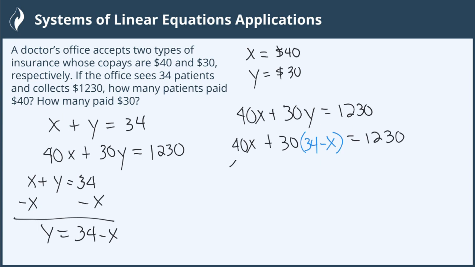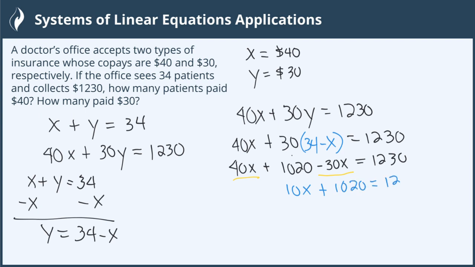Now I'm going to work this through. We have 40X plus 30 times 34, which comes out to 1,020, and then minus 30X, because 30 times negative X gives us negative 30X. That's going to equal 1,230. We're not going to do anything with that; it gets to hang out at the end. Now we combine our like terms, 40X and minus 30X, and we get 10X plus 1,020 equals 1,230.